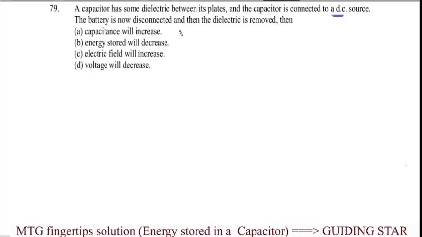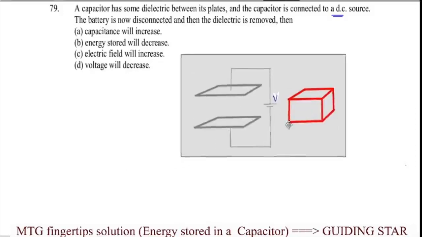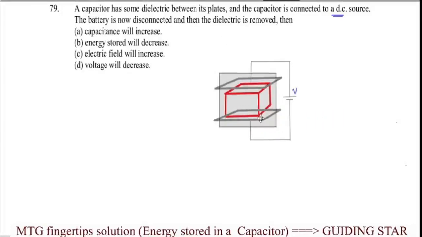So in this particular case, if we just look at a figure, just assume that this is a dielectric material, red color one box type. It is a dielectric material, and these are two parallel plates capacitor. So here, assume that we are inserting this dielectric material in between the plates. Clear? And right now it is assumed that it is charged.